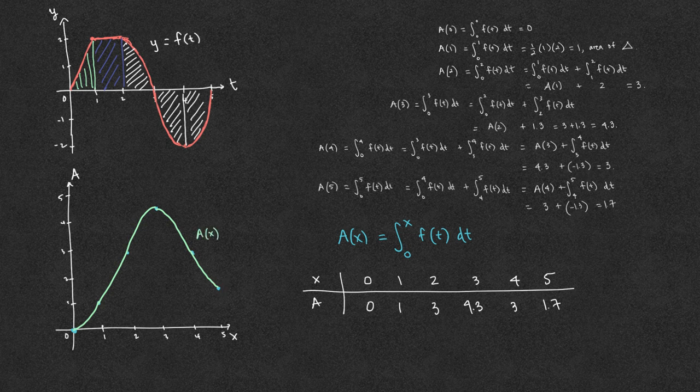Observe that the area function is increasing from 0 to 3, corresponding to f of t being above the x-axis from 0 to 3, and is decreasing from 3 to 5. And so A is an antiderivative of f of x, that is, A prime of x equals f of x.